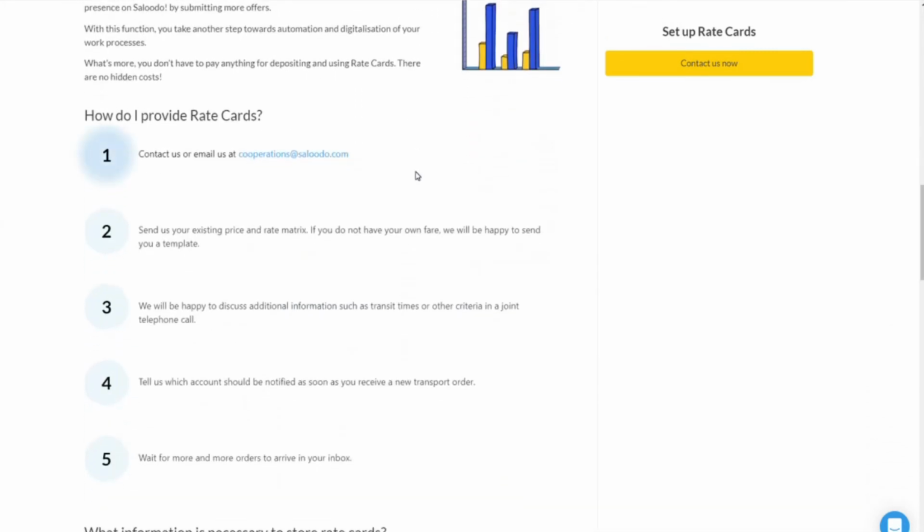If you have not yet stored any rate cards with Saloodo, contact us or email us at cooperations@saloodo.com. There are no hidden costs, and you don't have to pay anything for storing and using rate cards.